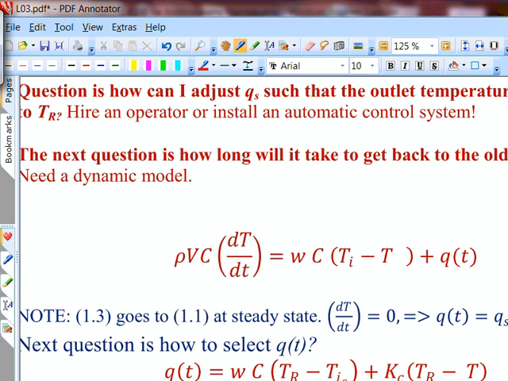So the next question is, how long will it take to get back to the old set point? What should I do to get back to the old set point is answered by the steady state part, increase or decrease the duty. I can calculate what the duty should be. But how long does it take to reach that new steady state? You need to look at the ability of the liquid to store heat, the heat capacity term. Okay? So you're now making the rate of accumulation, rate in minus rate out.